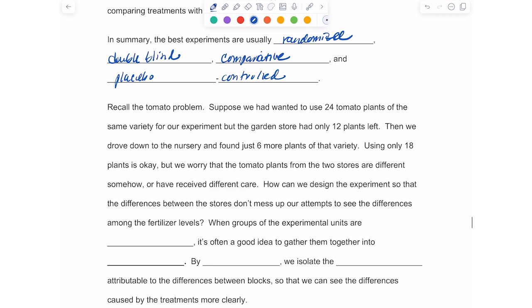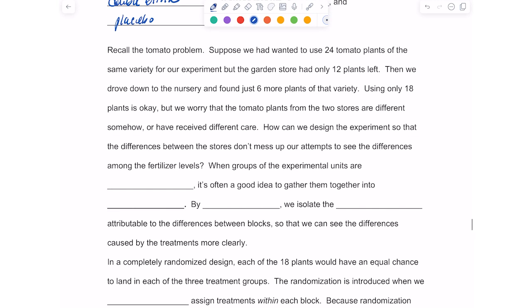Recall the tomato problem. Suppose we had wanted to use 24 tomato plants of the same variety for our experiment, but the garden store had only 12 plants left. Then we drove down to the nursery and found just 6 more plants of that variety. Using only 18 plants is okay, but we worry that the tomato plants from the 2 stores are different somehow or have received different care. How can we design the experiment so that the differences between the stores don't mess up our attempts to see the differences among the fertilizers?